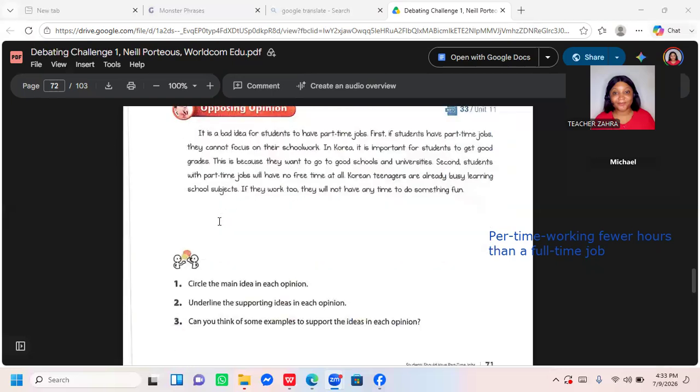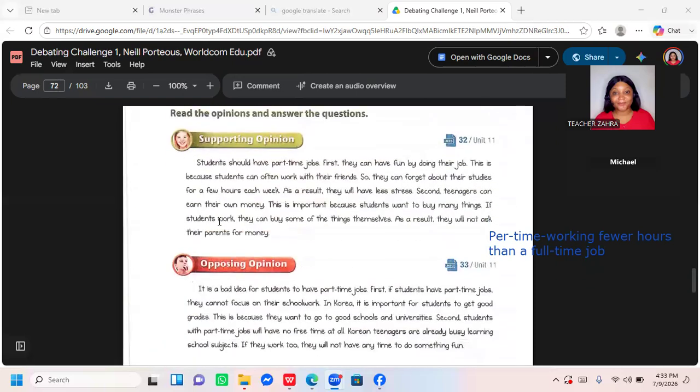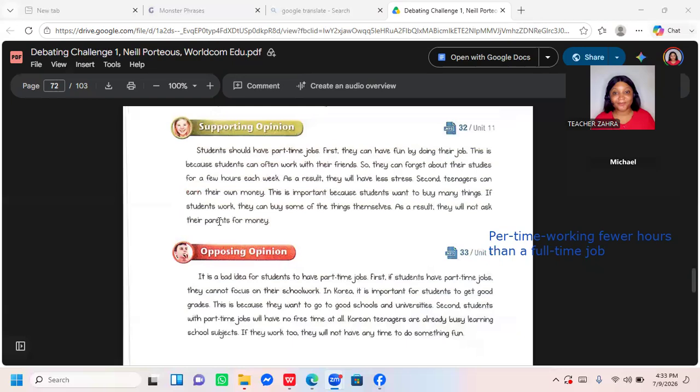All right. So now let's circle the main idea in each opinion. Let's start with the first one, the supporting opinion. What is the main idea in the supporting opinion? Students should have a part-time job. Okay, students should have a part-time job. What about the opposing opinion? What's the main idea? It is a bad idea for students to have a part-time job. Okay.